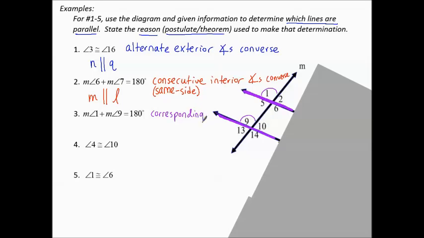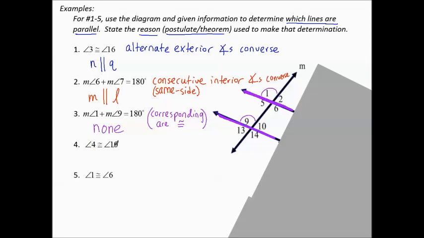Well, remember our corresponding angle postulate tells us that when the lines are parallel, the angles are congruent. But that's not what this says. They're not telling us the angles are congruent, they're telling us the angles are supplementary. So we do not have enough information to determine if the lines are parallel. Therefore, we will write none, because corresponding angles are supposed to be congruent, not supplementary. Let's look at another one.